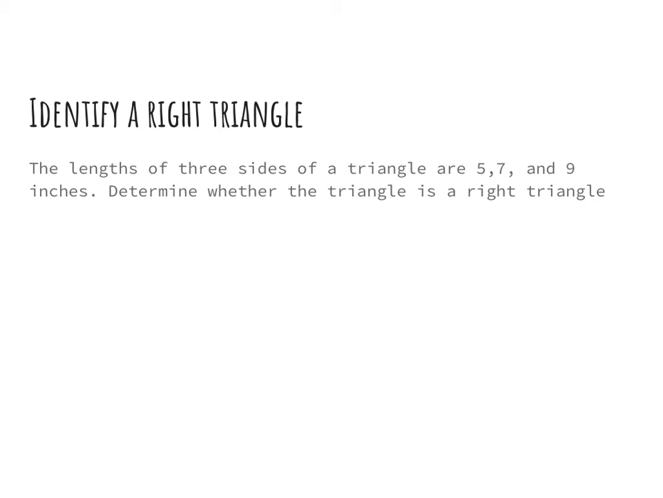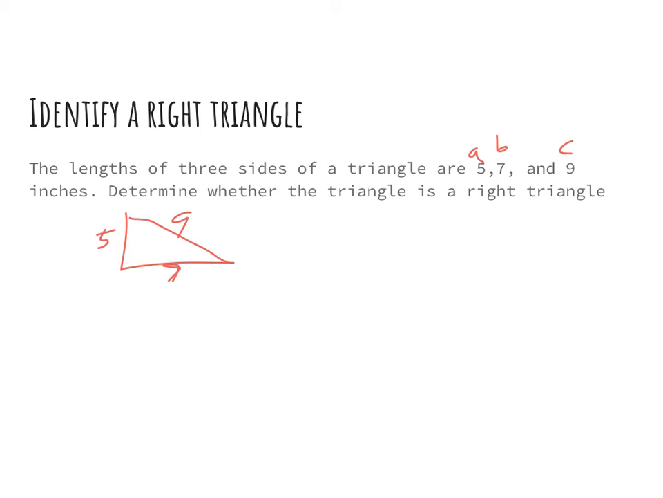Now we're going to use the converse of the Pythagorean theorem. Now we're given the lengths of a triangle. If I draw a triangle here, and I know the lengths are 5, 7, and 9. Generally, the biggest side is our hypotenuse. So the 9 is going to go as the hypotenuse. So 5 is A, 7 is B, and 9 is C.